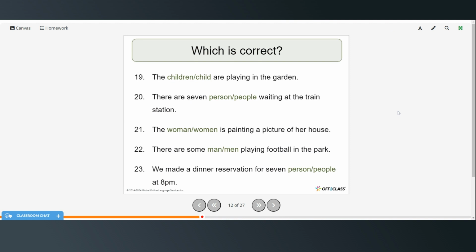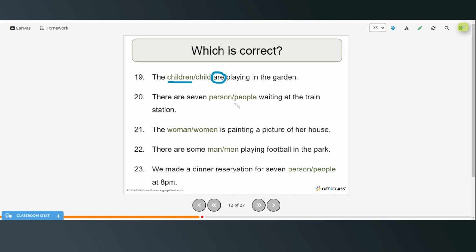All right, now choose the correct form. Again, you can pause the video, try this on your own, and then restart when you're ready to check your answers. All right, we would say the children are playing in the garden. And we know it's children because of the are. We use are with a plural form of the noun.